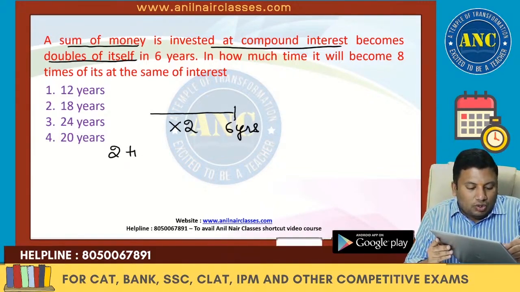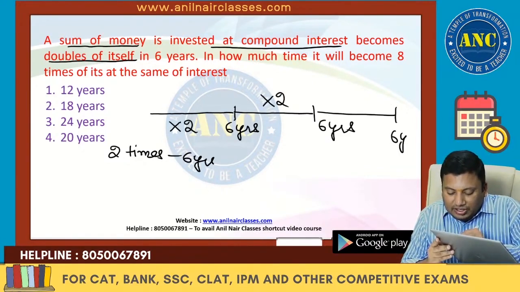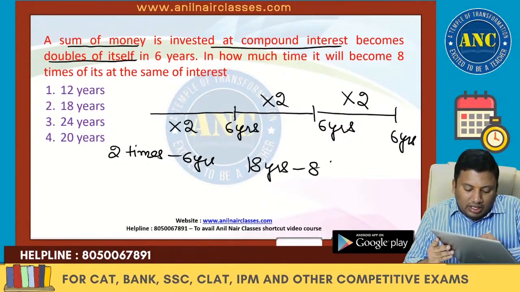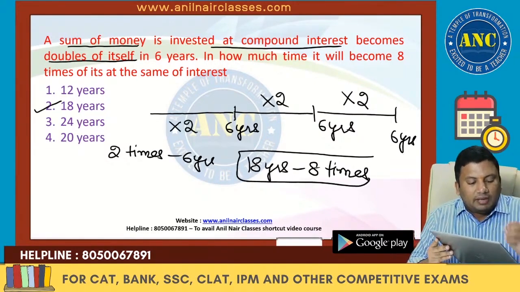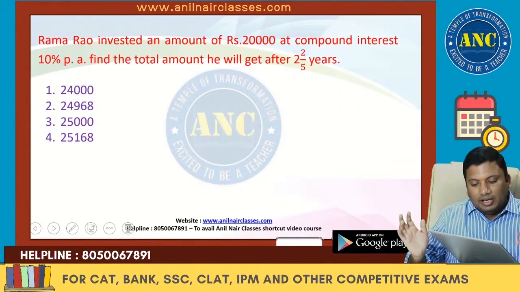That means 2 times it is becoming in 6 years. Again in 6 years, it will become double, into 2. Again in 6 years, it will become double, into 2. That means in 18 years, it will become a total of 8 times. I hope the idea is clear. The multiplication factor remains the same.